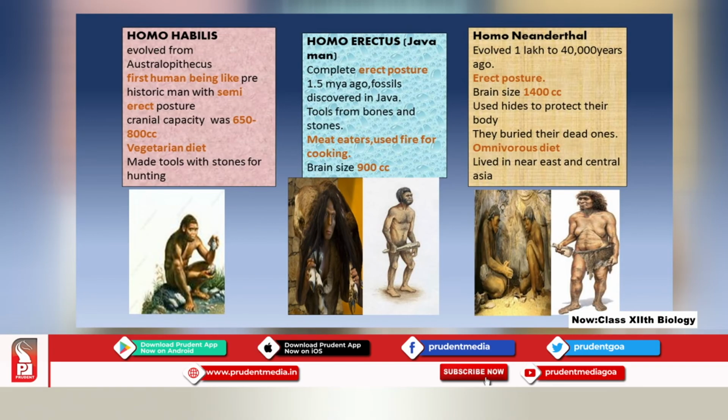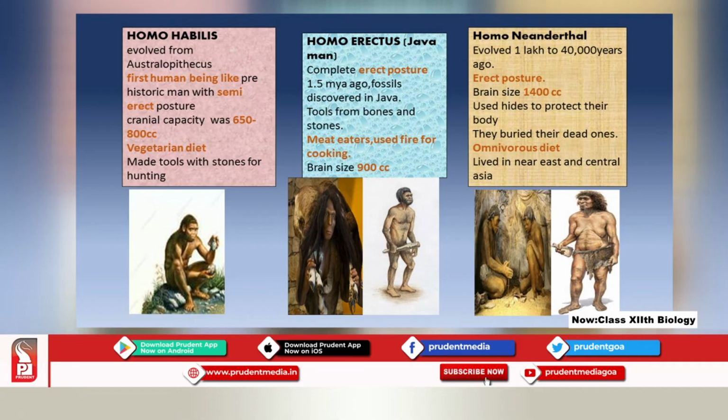They made tools with stones. So the Homo habilis features you need to remember are that they were making tools with stones, but they had a vegetarian diet. Because they made tools with stones, you may think they used them to kill animals for their diet, but no, they were vegetarian. This was the brain size.